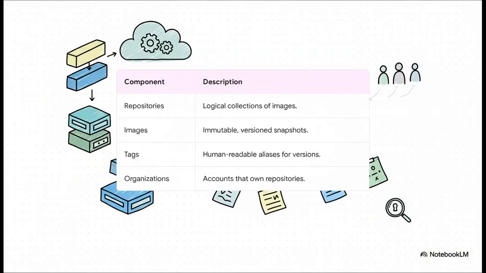This table breaks it down nicely. Think of a repository as just a folder for a single app, right? Let's say you have a web app. All the different versions of that web app live in that one repository. The images are the actual snapshots of your app at a certain moment. They're immutable, which is super important. And how do you tell them apart? With tags. They're just simple, easy-to-read labels like version 1.25 or latest. And then you've got organizations, which is just a way to manage all this stuff for your entire team.